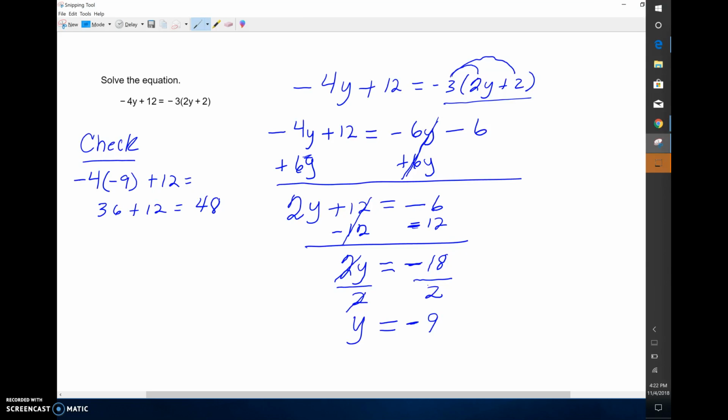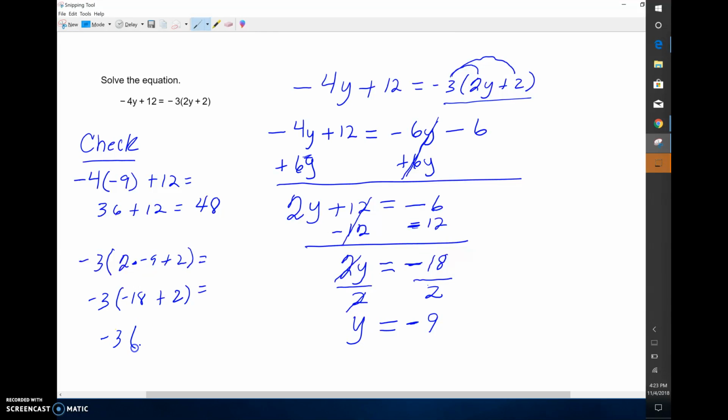Now the right side, we have negative 3 parentheses 2 times negative 9 plus 2. And you notice we have negative 3 parentheses. You still follow the order of operation. You have 2 times negative 9, which is negative 18 plus 2. And you still follow the order of operation. We do what's inside the parentheses.